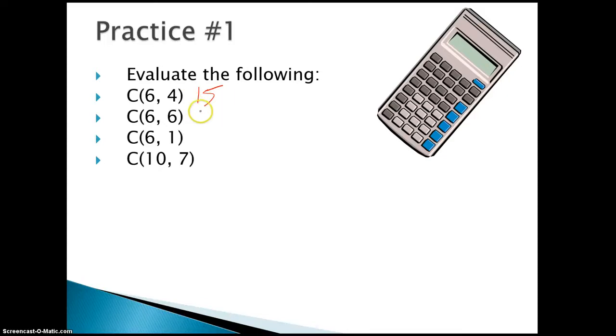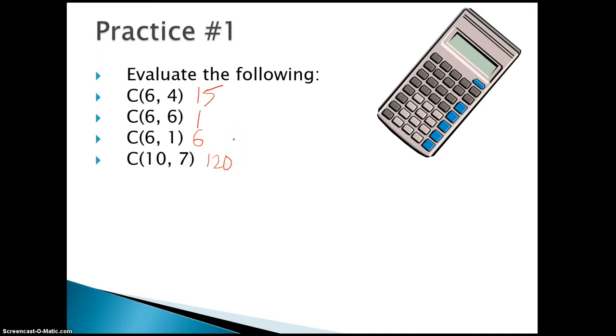But 6 things 6 at a time turns out to be 1. 6 things 1 at a time turns out to be 6. And then 10 things 7 at a time turns out to be 120.